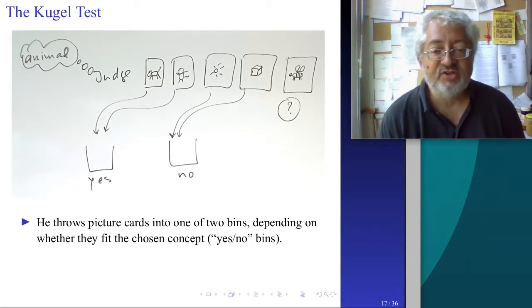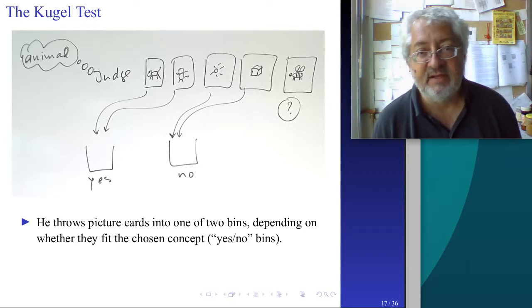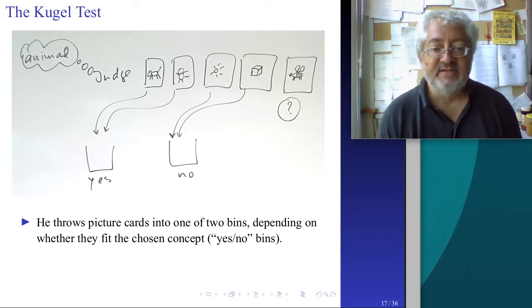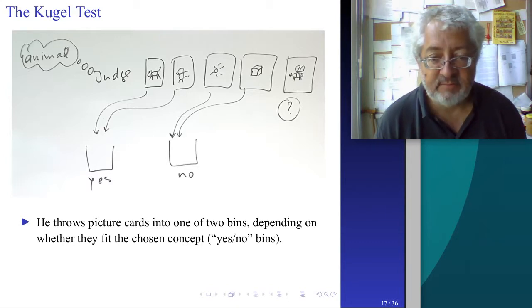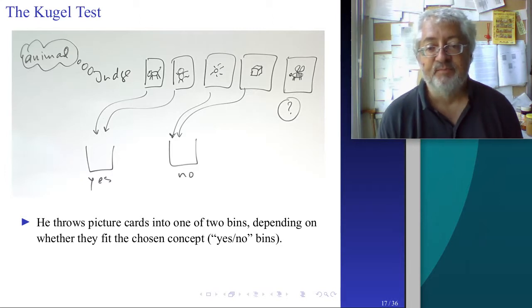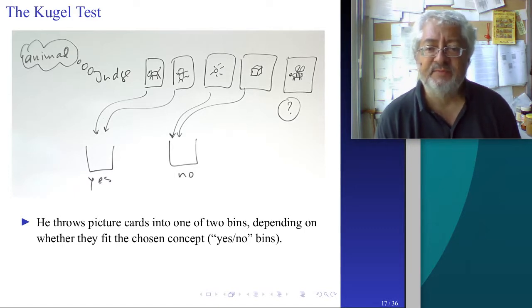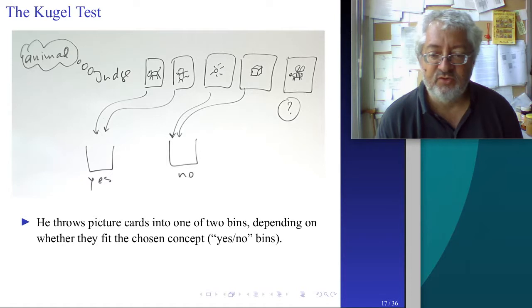And the judge now throws picture cards into one of two bins, depending on whether they fit the chosen concept. So the bins are a yes bin and a no bin. And since the judge has thought of an animal, he will put all the animals' cards into the yes bin and all the cards that show something else into the no bin. So you see the cat and the mouse go into the yes bin in this picture, while the sun and the cube go into the no bin.